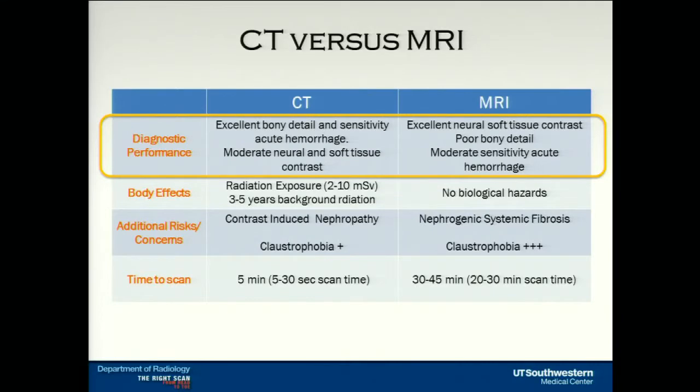There are some other differences, like bodily effects, which are negligible in MRI and involve radiation exposure on CT. There is additional risk of contrast injections, such as contrast-induced nephropathy in patients with CT, and the effects of nephrogenic systemic fibrosis in patients with end-stage renal dysfunction that receive gadolinium in MRI. And time to scan may be a very important thing to consider, because uncooperative patients are much more likely to tolerate the very fast scanning times of CT in comparison to laying down without moving in an MRI magnet for extended periods of time.